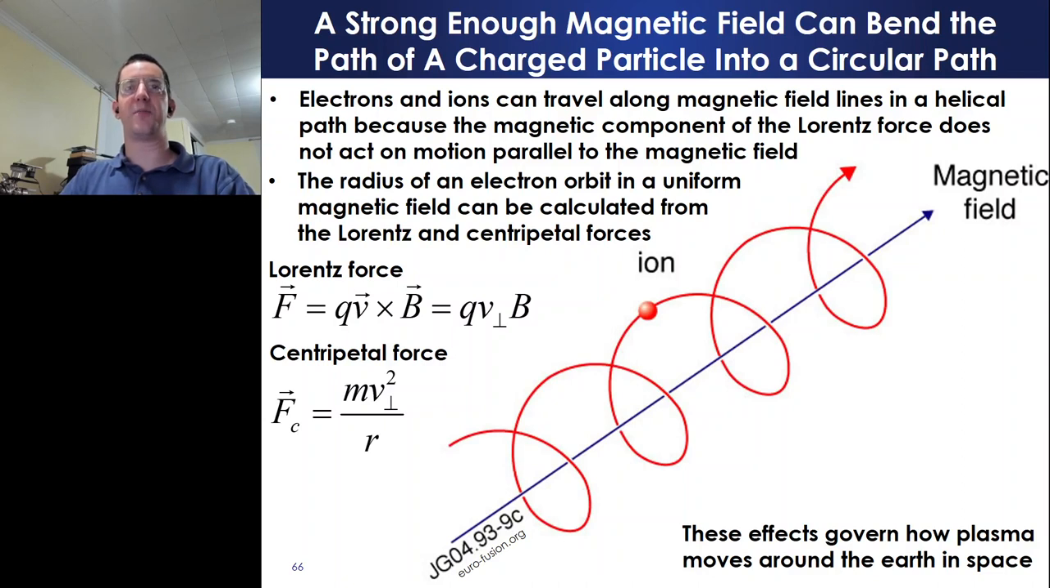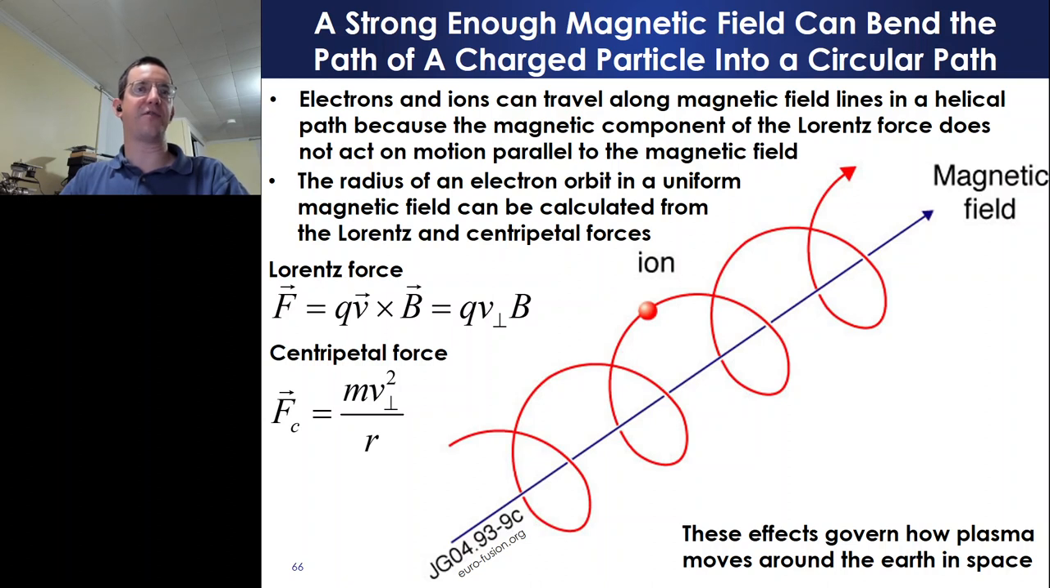The Crookes tube experiment has demonstrated that a magnetic field can bend the path of an electron beam. A strong enough magnetic field can bend the path of a charged particle into a circular orbit. This allows electrons and ions to travel along magnetic field lines in a helical path because the magnetic field component of the Lorentz force does not act on motion parallel to the magnetic field. The radius of an electron or ion orbit in a uniform magnetic field can be calculated from the balance of the Lorentz force and the centripetal force.